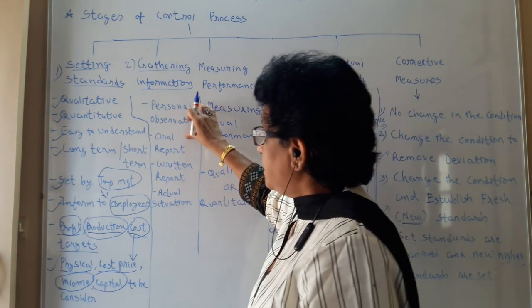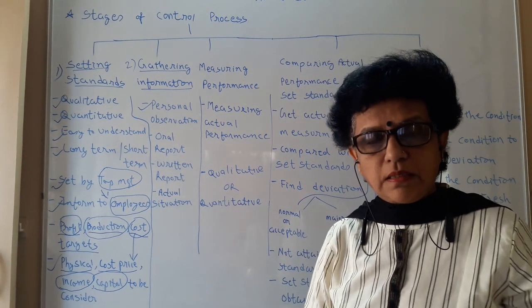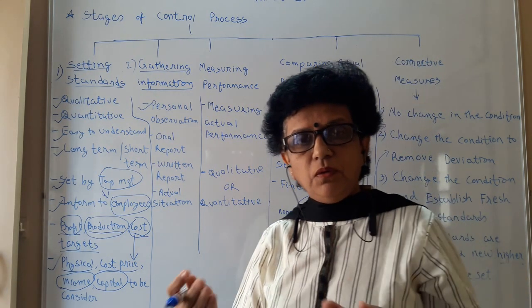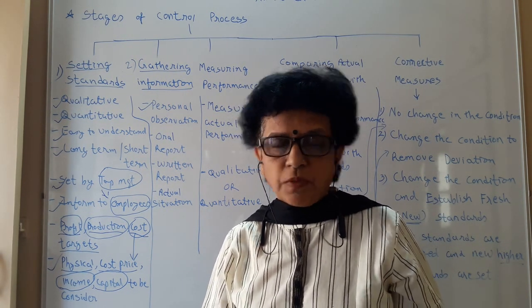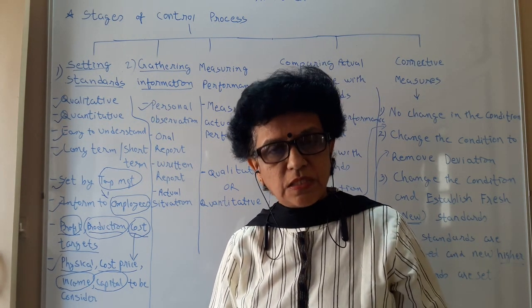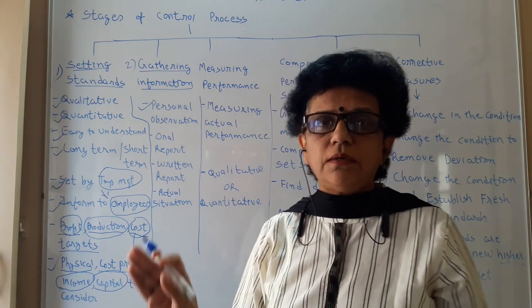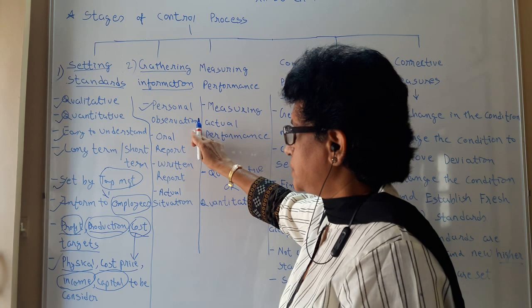So here, through personal observation, information can be collected. Why trust others? We must see with our own naked eye whether things are going on well or not. Somebody may give wrong information, somebody may be biased towards someone. So we should not trust; we should do it personally, with our personal observation.